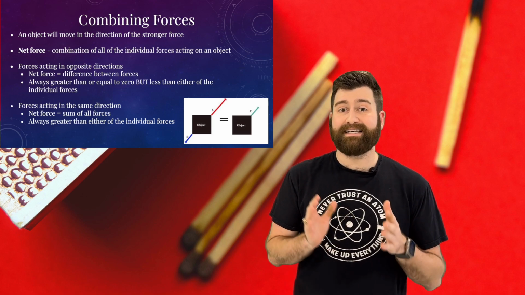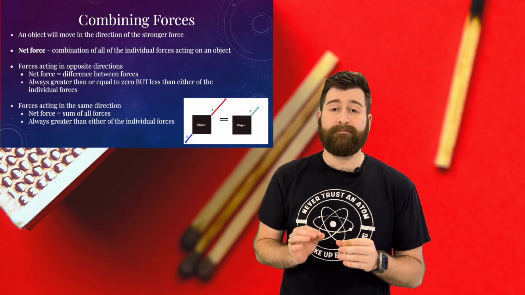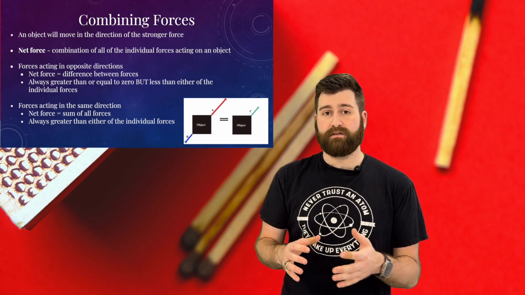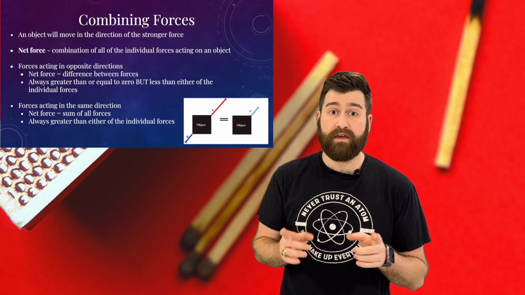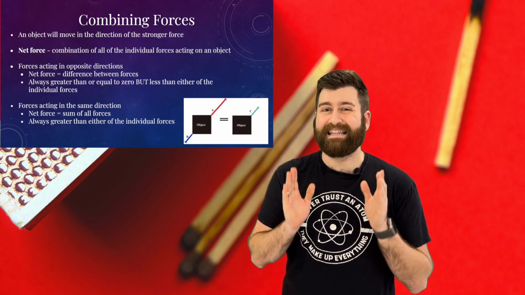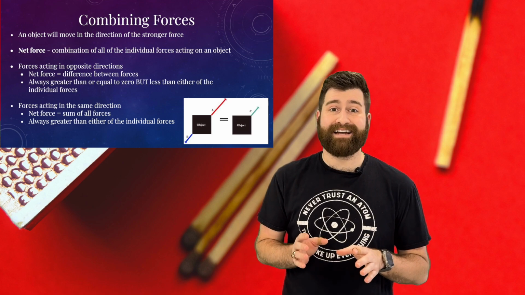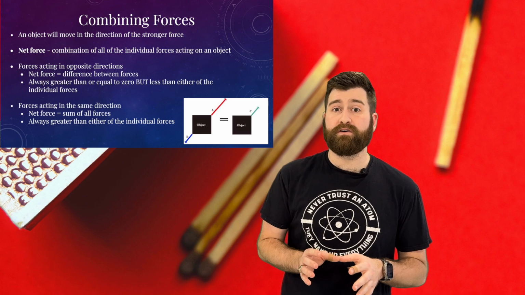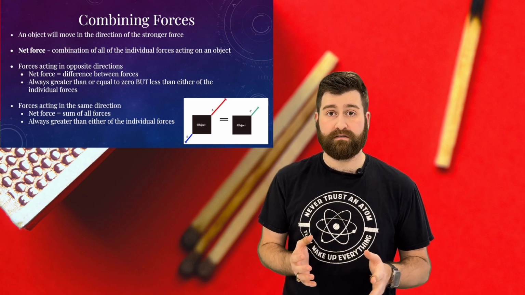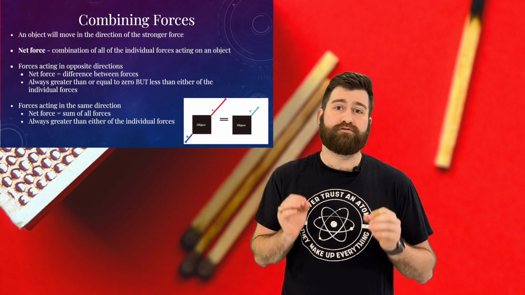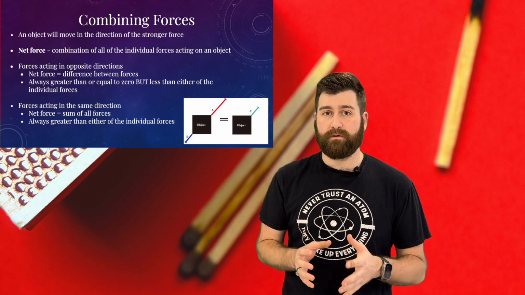When forces act in opposite directions, the net force is the difference between forces. This is always greater than or equal to 0, but less than either of the individual forces. When forces act in the same direction, the net force is the sum of all forces. And this is always greater than either of the individual forces.